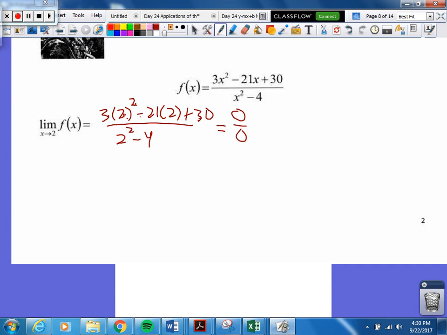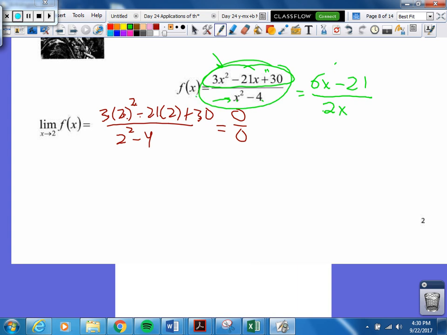So normally we'd factor here, but L'Hôpital says, hey, you know what? I'm just going to find the derivative, and we're going to power rule this thing. So find the derivative of the numerator. That would be 6x minus 21. And the derivative of the denominator is 2x. And so L'Hôpital's rule said that the derivative of the numerator over the derivative of the denominator gives the same thing as the function when I'm finding the limit.